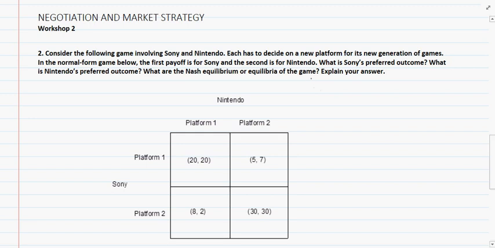Alright, so we're going to do question 2 in workshop 2 for negotiation and market strategy. In these questions, you are given two firms, again Sony and Nintendo. Each firm has to decide on a new platform for its new generation of games. In a normal form game given to you in the following table, the first payoff is for Sony and the second payoff is for Nintendo. The question asks what Sony's preferred outcome is, what the preferred outcome for Nintendo is, and what the Nash equilibrium of the game is.